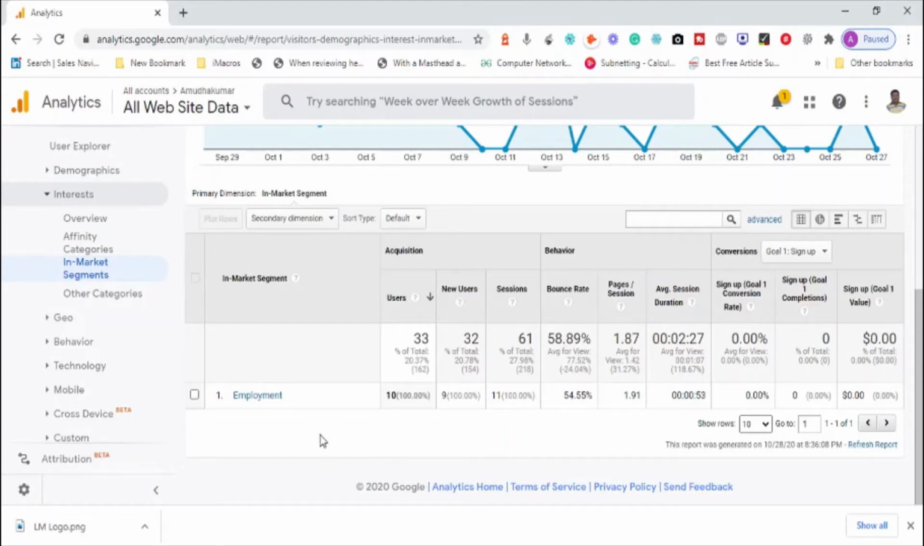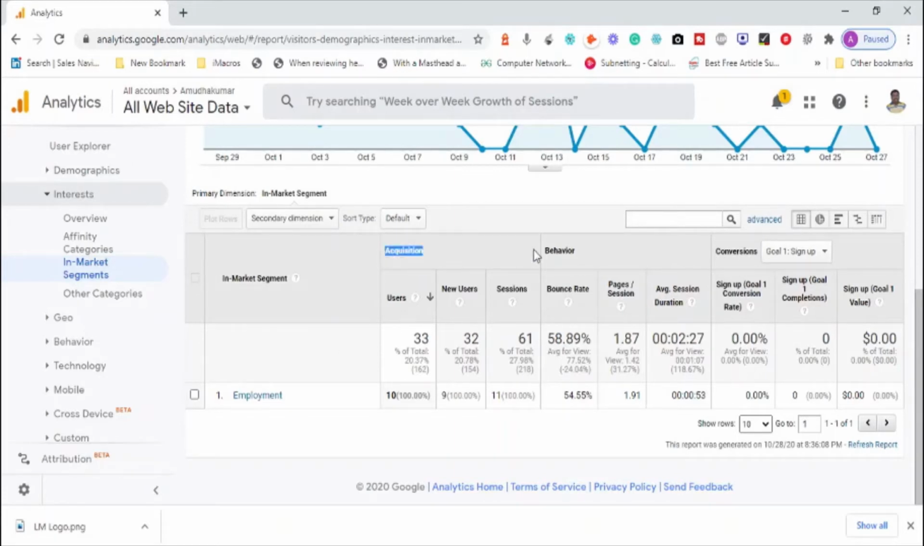Now it says employment. Lots of my website's visitors are looking for an opportunity, or for making themselves skilled in this particular industry. So this is my segment or my market. Whereas affinity categories are where people from different categories are attracted towards my content, but that is very generic in nature. My industry is training people on digital marketing, and that is related to employment.